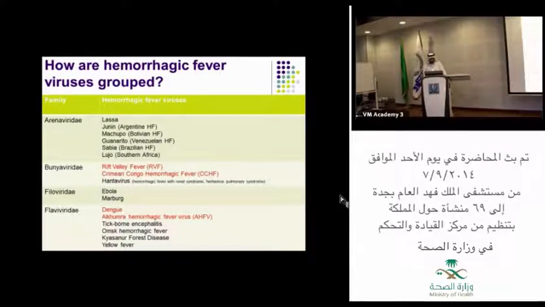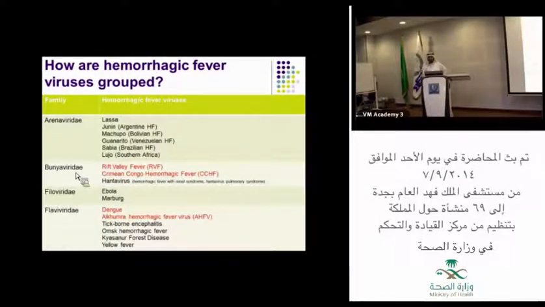This is how we classify viral hemorrhagic fevers. We have four groups that cause this syndrome, alphabetically mentioned here: arenaviridae, which includes these viruses, Lassa, Junin, Machupo, Guanarito, Sabia, and Lujo. All of them are not reported in the Arabian Peninsula. Most of them, Lassa, Junin, Sabia, are reported in South America, and this Lujo is reported in South Africa.